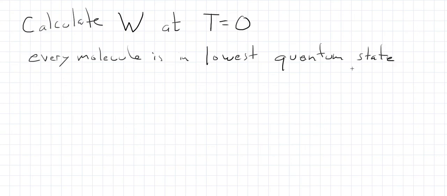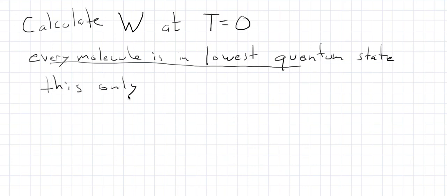So if every molecule is in its lowest quantum state, we can ask how many different ways of doing that are there? In other words, is there more than one microstate that's compatible with this statement? No, there's only one microstate where every molecule is in its lowest quantum state. We just say everything is in its lowest quantum number. We've described, therefore, one microstate. So if this is only one possible microstate, then we can say, aha, W is equal to 1.